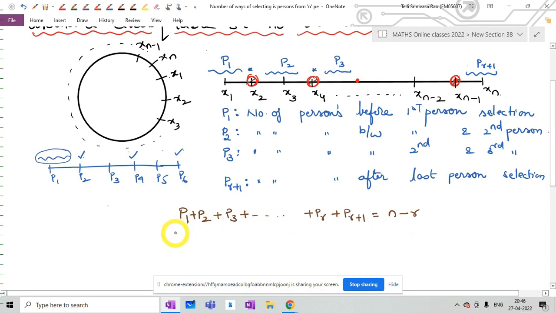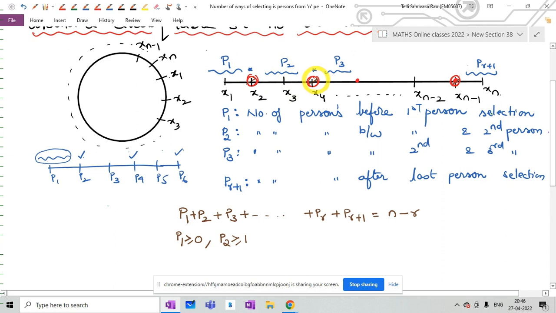Now, if no two persons have to be consecutive, then what is the condition? P1 has to be greater than or equal to 0. Why greater than or equal to 0? Because the number of persons before the first person selection can be 0 also. If P1 is equal to 0, the meaning is that the first person selected is x1, and p2 should be greater than or equal to 1, because between the first person and second person we should have at least one person.